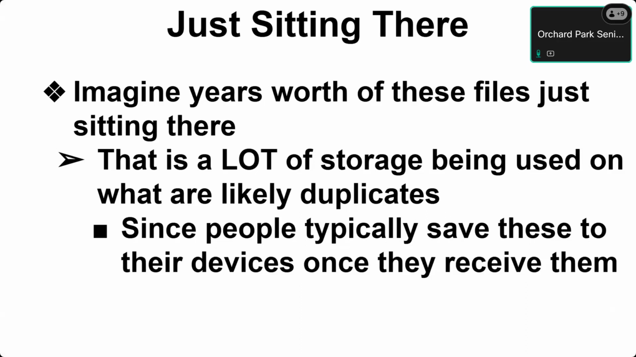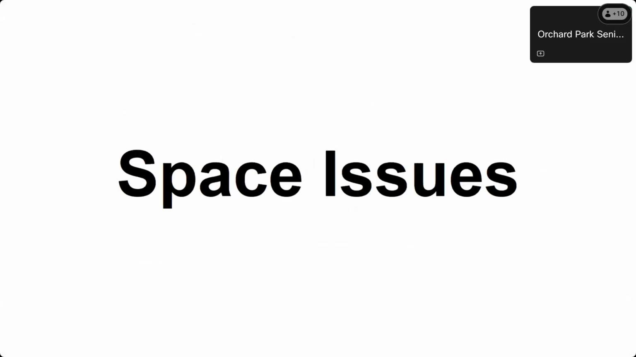Because what do most people do, at least when I get a video or get a photo, I'll download it to my device and then delete the text message. So instead of keeping duplicates, I just have the one item saved on my phone. So those are the items of concern that you want to be aware of that will take up storage space. So, spacing issues. There are two big ones to pay attention to.